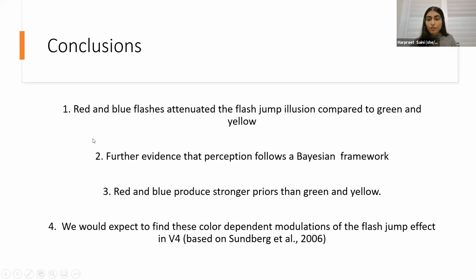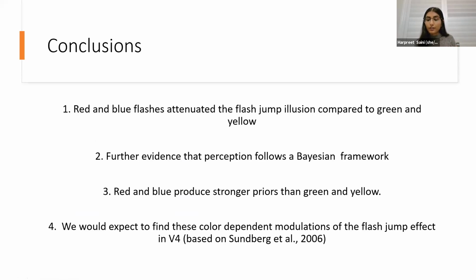So in conclusion, here in our study, we've shown that participants demonstrated improved accuracy and improved precision for localizing red and blue flashes compared to green and yellow. And this is further support that perception and feature integration follows a Bayesian framework, because the colors that we've tested for were all isoluminant. So we shouldn't have seen any differences in the magnitude of the illusion based on color.